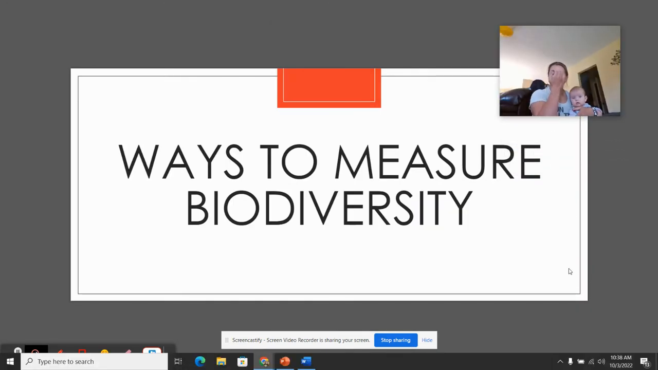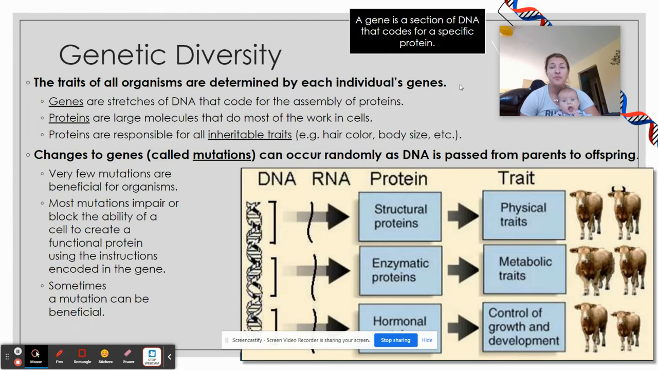All right. So, in order to tell if a habitat is healthy, one way is to tell how biodiverse it is. So, we have to have a mathematical way to actually measure that biodiversity. We can do this in a couple different ways. One of the ways is through genetic diversity.